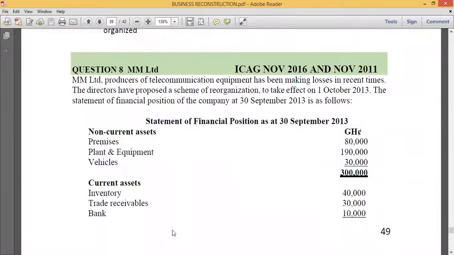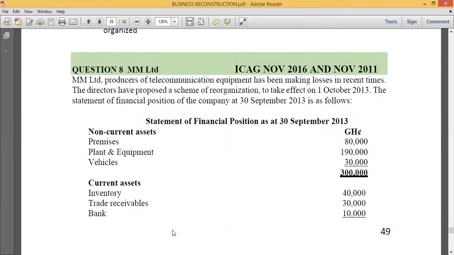It says that M&M Limited, producers of telecommunication equipment, has been making loss. In recent times, the directors have proposed a scheme of reorganization to take effect on 1st October 2013. Good. To take effect 1st October 2013. I like that. The directors have proposed... I've read that section. The statement of financial position of the company as at 30th September 2013 is as follows.